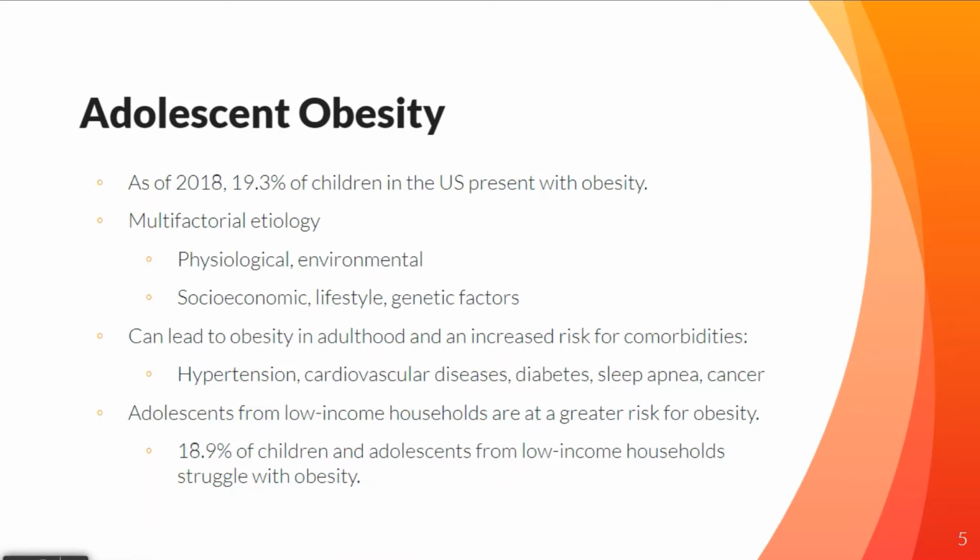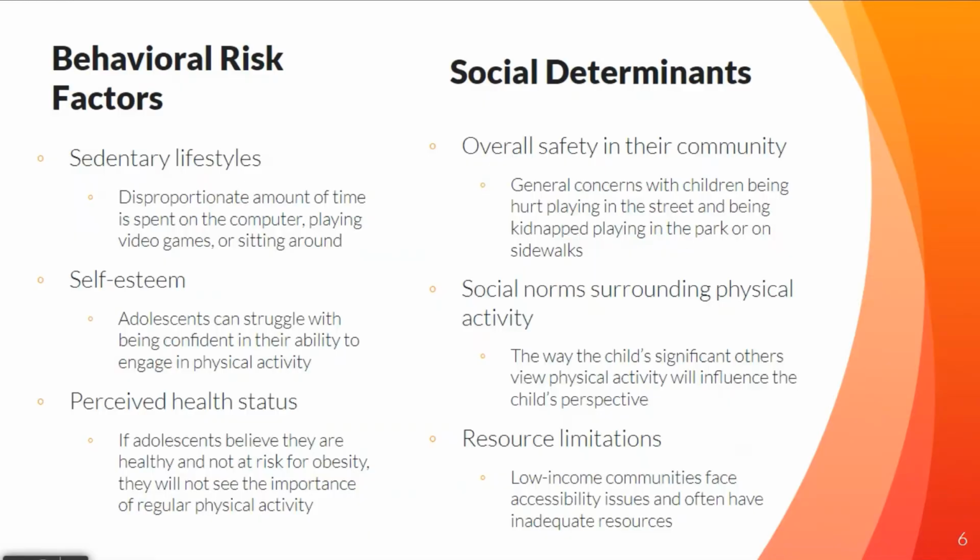So, as previously mentioned, adolescent obesity can lead to obesity in adulthood, as well as an increased risk for its comorbidities. And adolescents from low-income households are at a greater risk for obesity, as 18.9% of children from low-income households are obese, compared to 10.9% from high-income households.